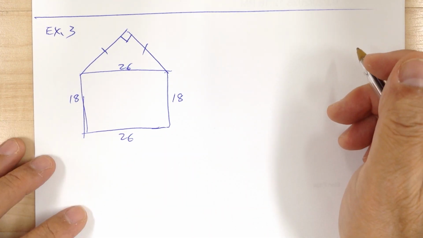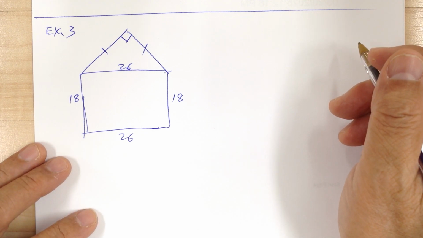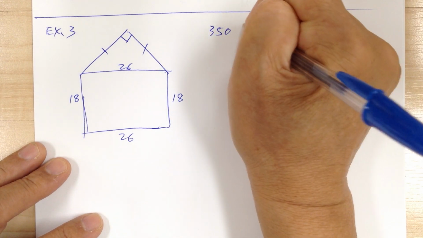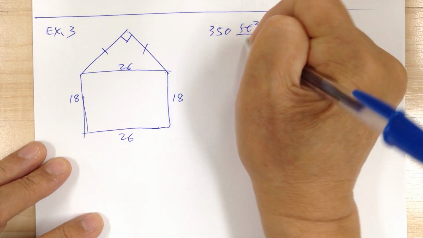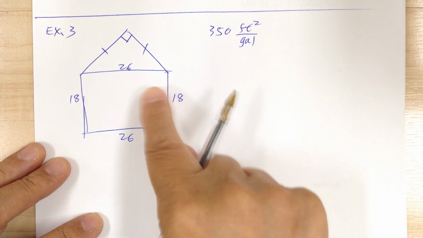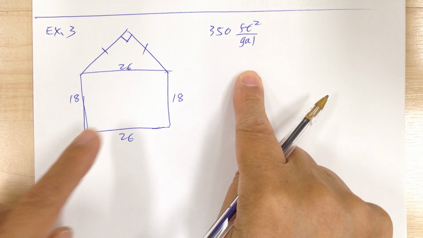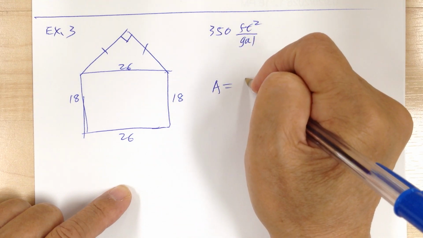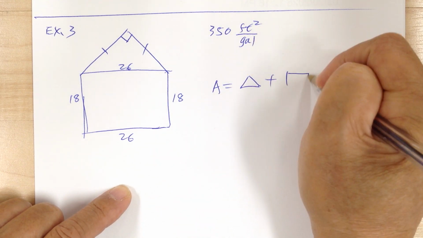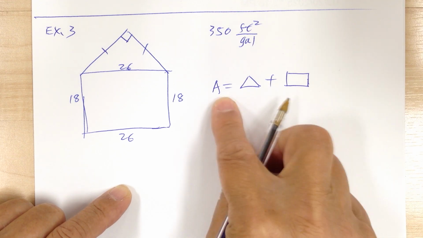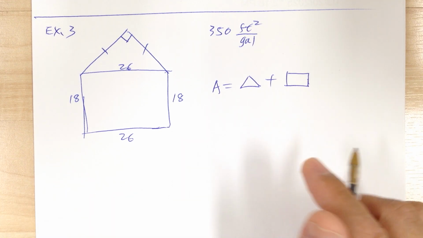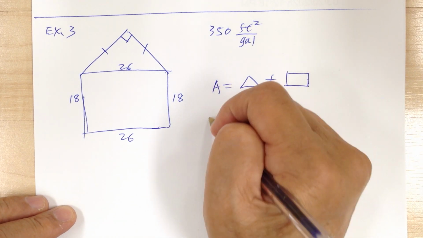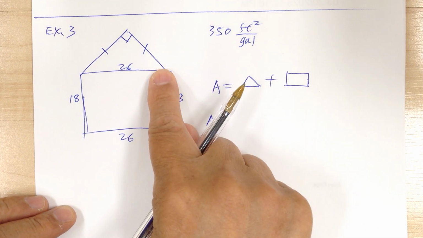Okay, and it tells you that the paint covers 350 square feet per gallon. To figure out how many gallons of paint we need, first we need to figure out the area. So the area is going to be equal to the triangle plus the rectangle, right? It's also important to write these things down. So area equals, now the triangle.